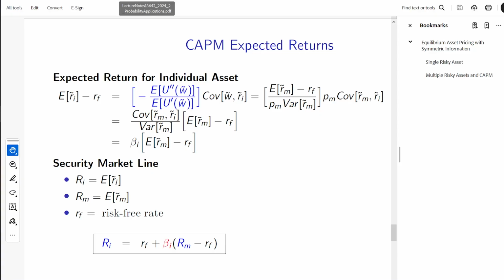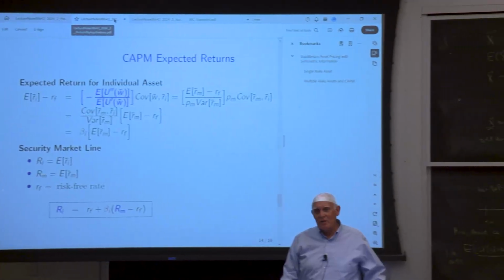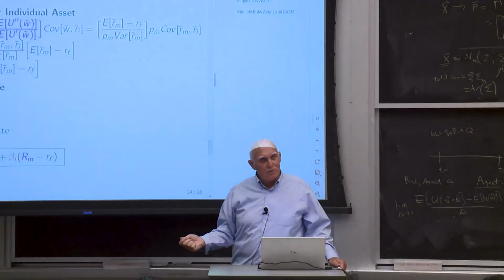And so this expression is actually the expression for what's called the security market line, where we have the expected return of asset I is the risk-free rate plus a beta factor times the excess return of the market over the risk-free rate. And this beta factor is the ratio of the covariance of asset I and the market portfolio divided by the variance of the market portfolio. And so this beta I is equivalent to the regression coefficient of the excess return of stocks regressed on the excess return of the market.